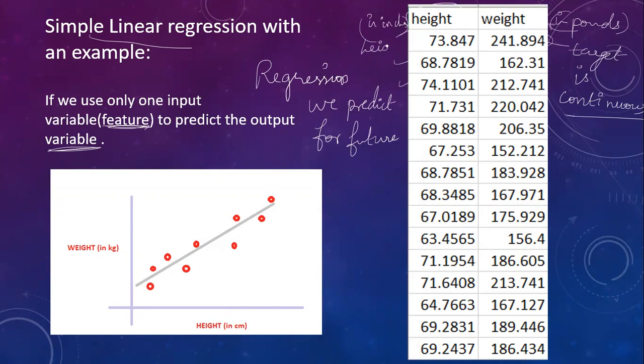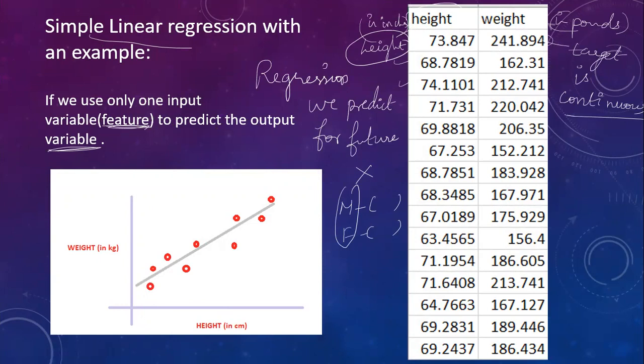I'm not using any other feature like gender. Height differs upon gender, right? Males have a certain range of height and females have a certain range of height. But gender is not used here. We are just using the height to predict weight. So only one feature, and this is called simple linear. If we use only one input to predict the output, it is called simple linear.